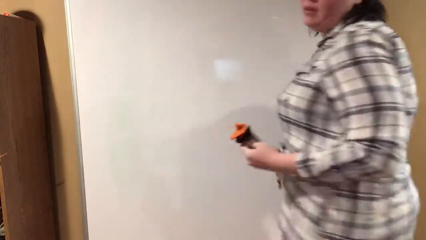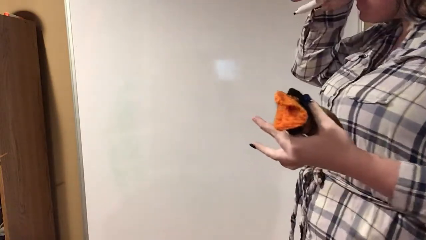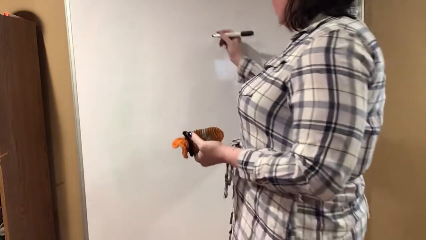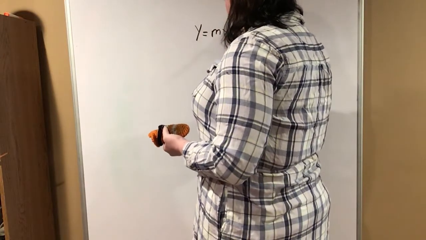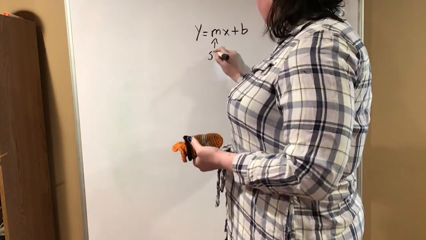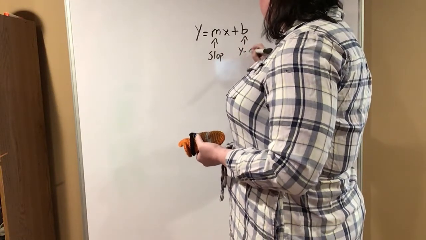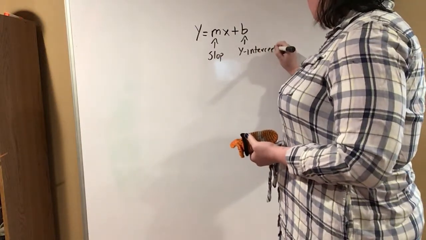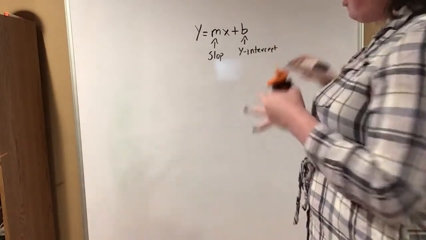I'm funny. So now that we know the basics of finding slope, we have something called slope-intercept form. And slope-intercept form is y equals mx plus b, where m is our slope and b is the y-intercept. And the y-intercept is where you're starting on the graph. That's what that means. That's where you start on the graph.